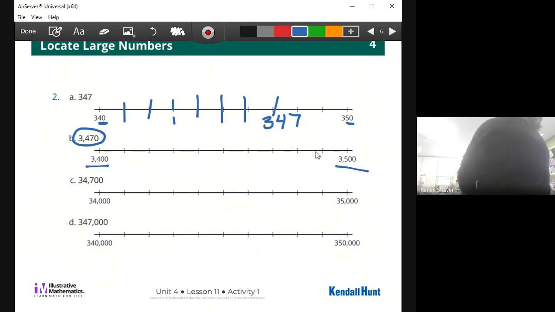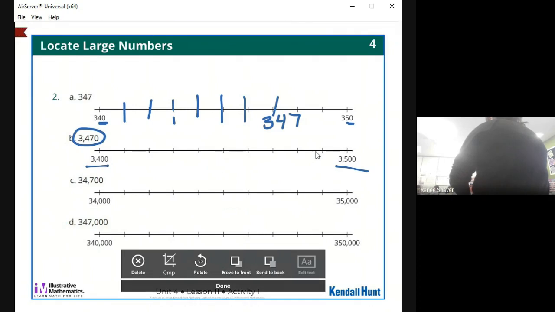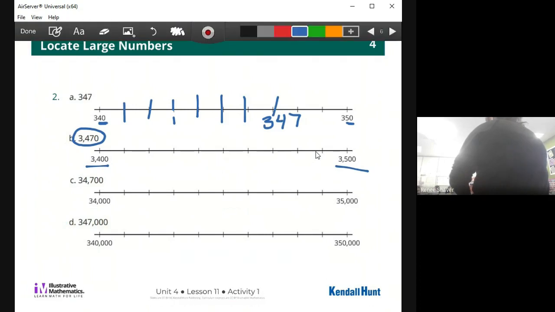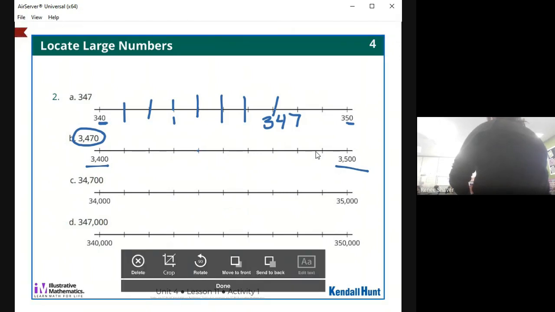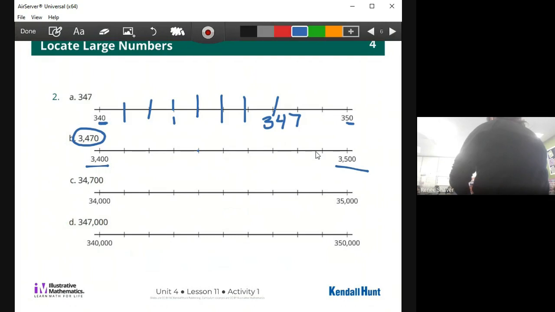No, it's not this time. They made it a little bit harder. What's it counting by this time? Kids, let's see. 3,400, 3,410, 3,420, 3,430, 3,440, 3,450, 3,460. Is it going to work? It's counting by tens, isn't it? So right about here, right?